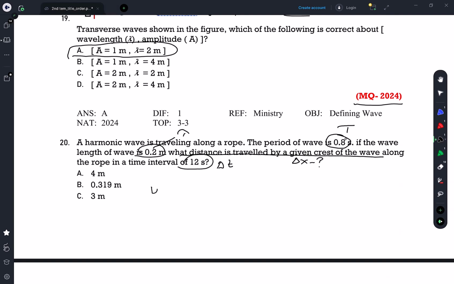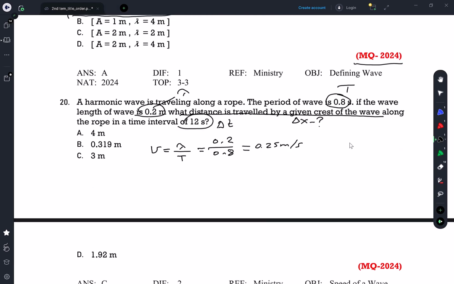First, let's calculate the speed of the wave by using the wave speed equation, which is lambda divided by period, or lambda times frequency. Lambda is 0.2, period is 0.8. So 0.2 divided by 0.8, 0.25. 0.25 meters per second.